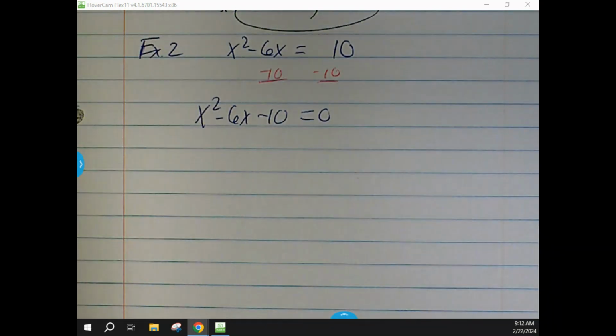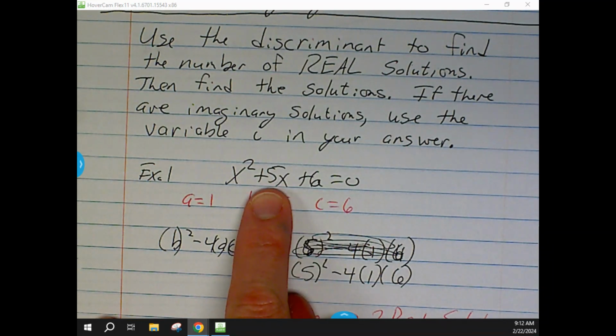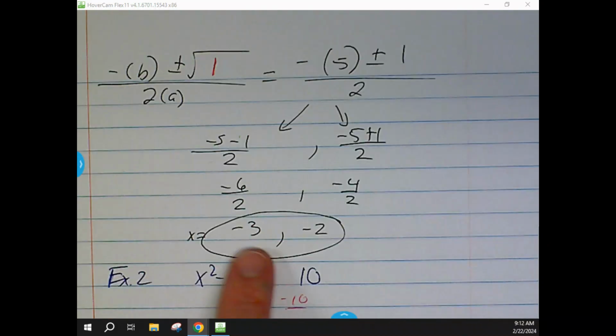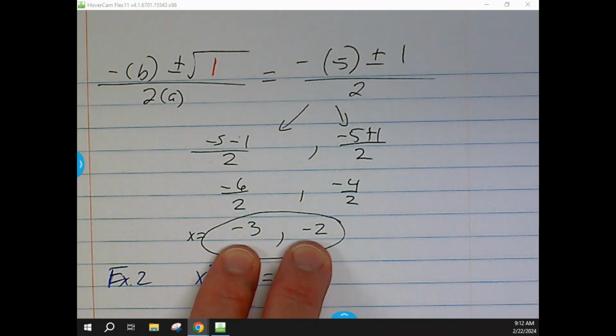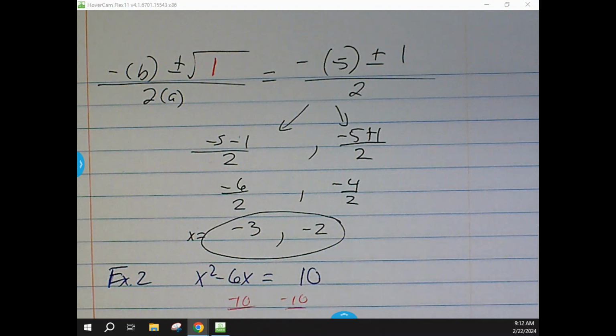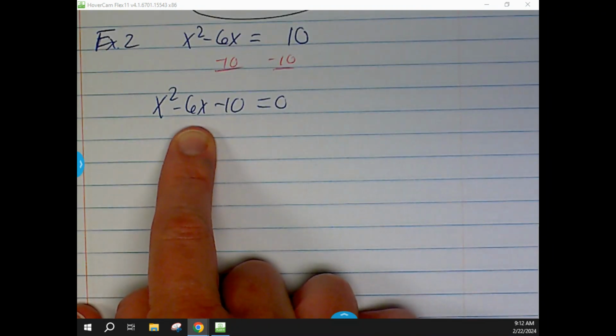Back here, in this one, what are the factors of 6 that would add to 5? It could be 2 and 3, right? Yeah, it could be 1 and 5, depending on the signs, but with these signs it was going to be 2 and 3. There were our factors. We used our factors to then find our solutions. This one, there are no factors of negative 10 that get us to negative 6. So factoring does not work for this one.